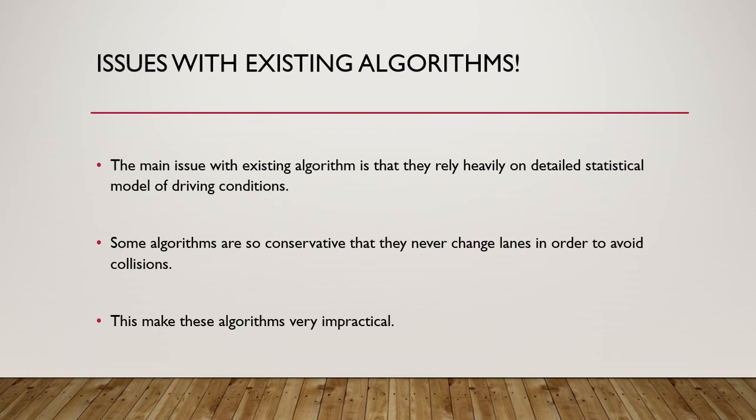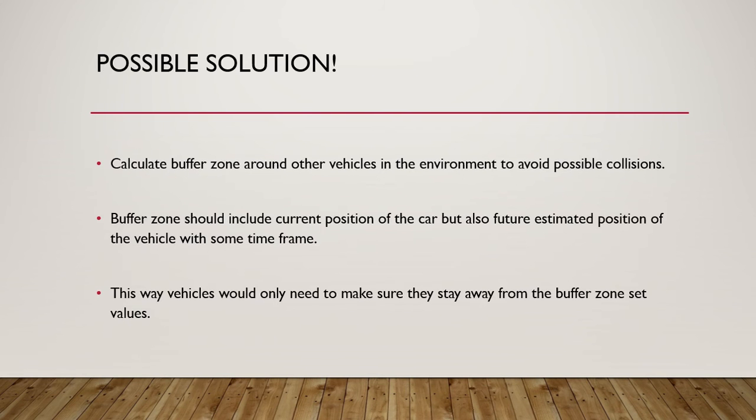Even as humans, you cannot know this, right? You drive on your own instincts, you trust your driving skills, but a computer, you cannot teach that. And some algorithms are so conservative that they never change lanes. They play safe: we're not going to change lanes if we find any car. That is a very impractical algorithm. So we want something better. How can we make it better?